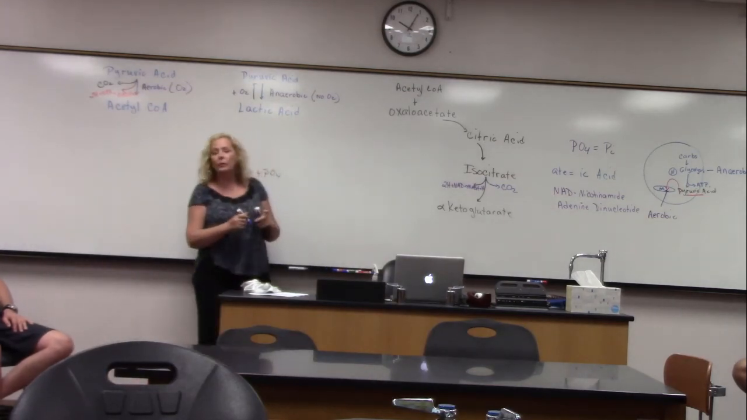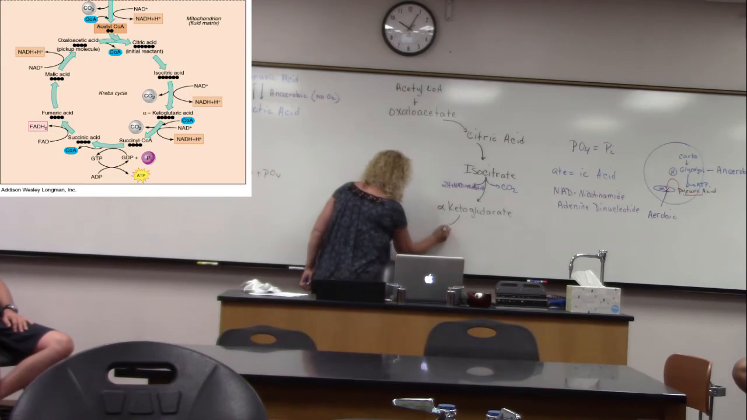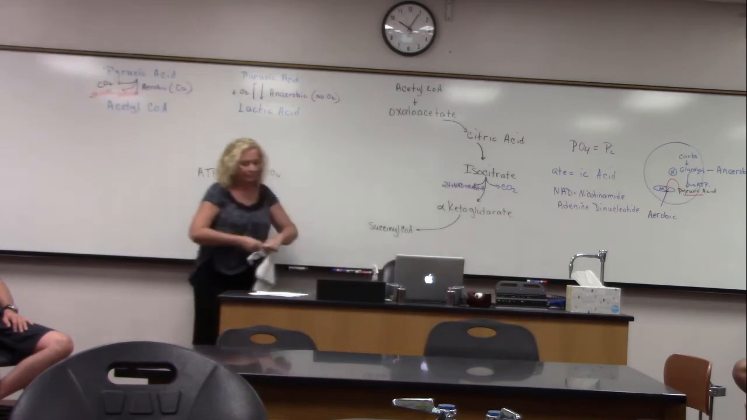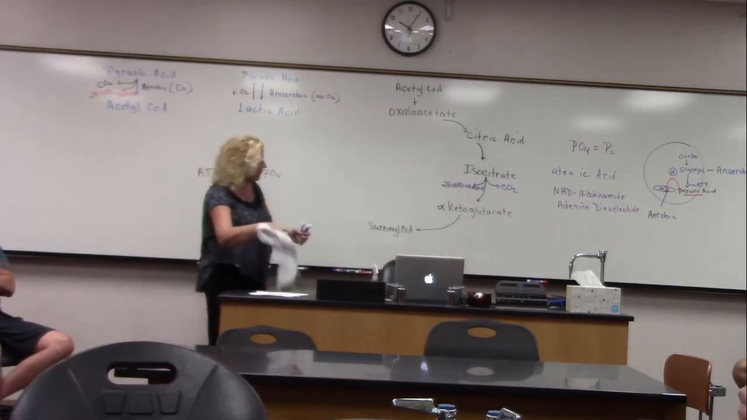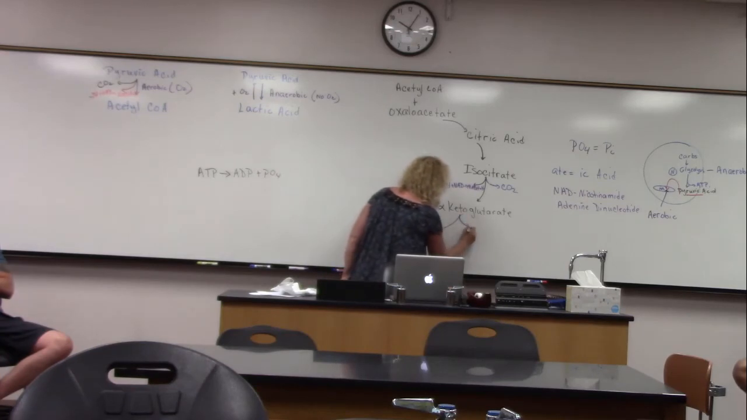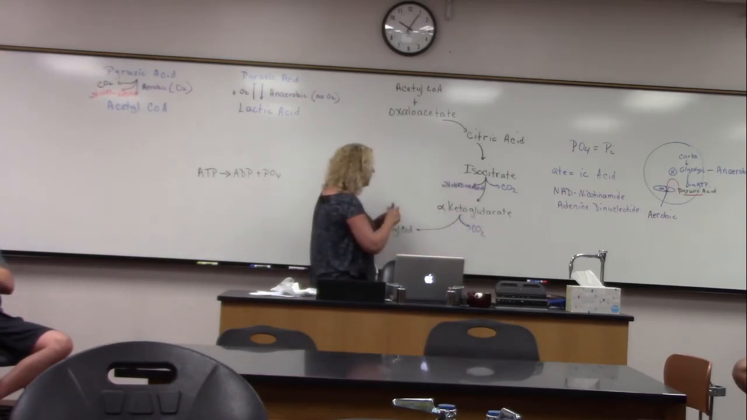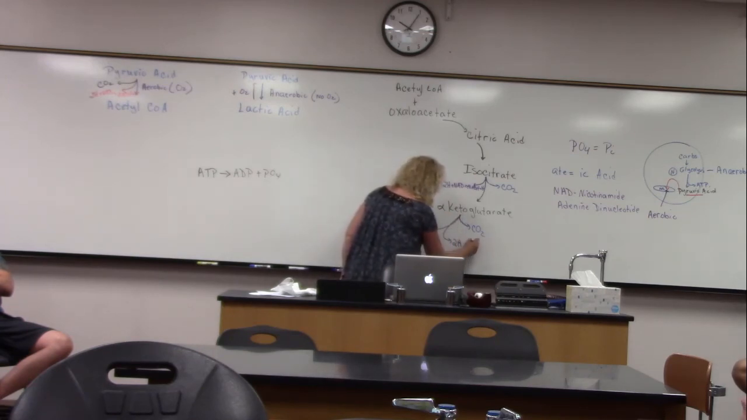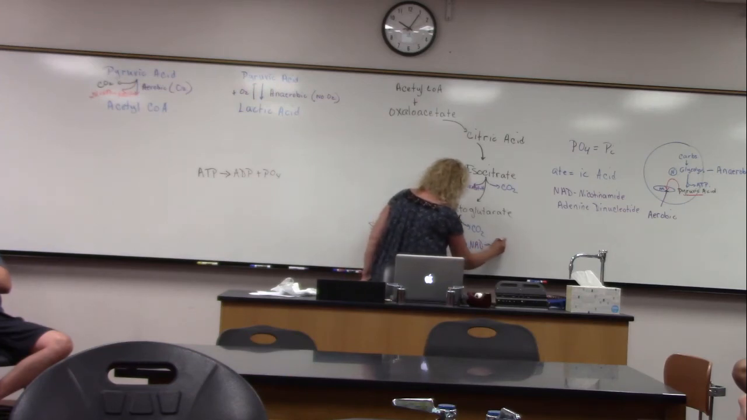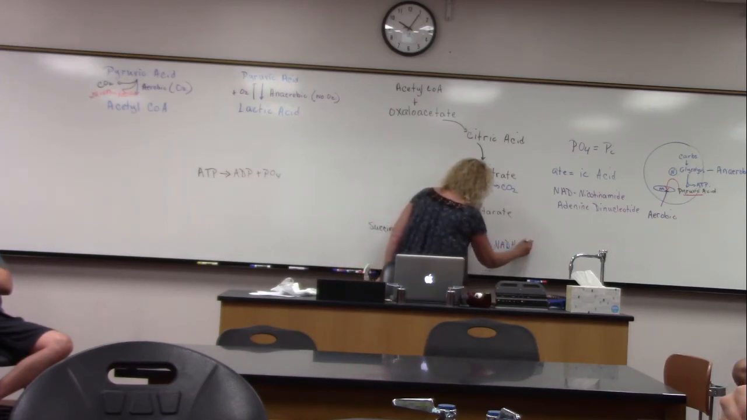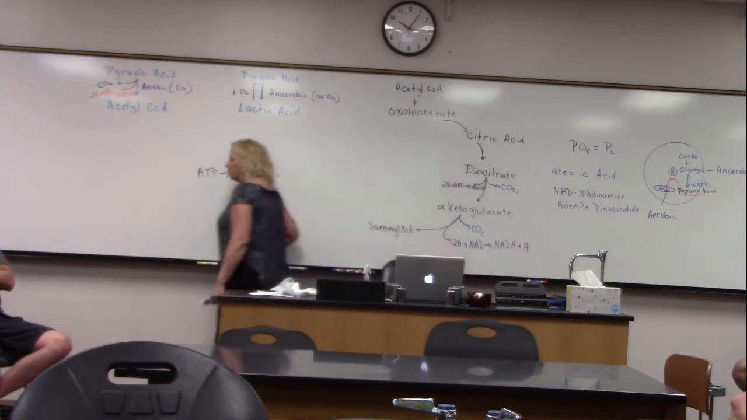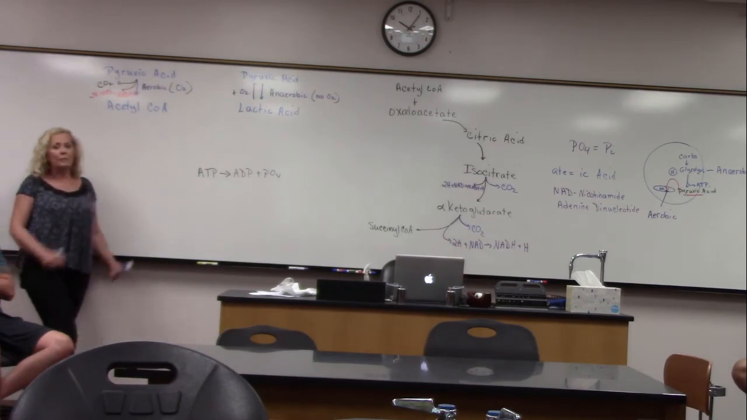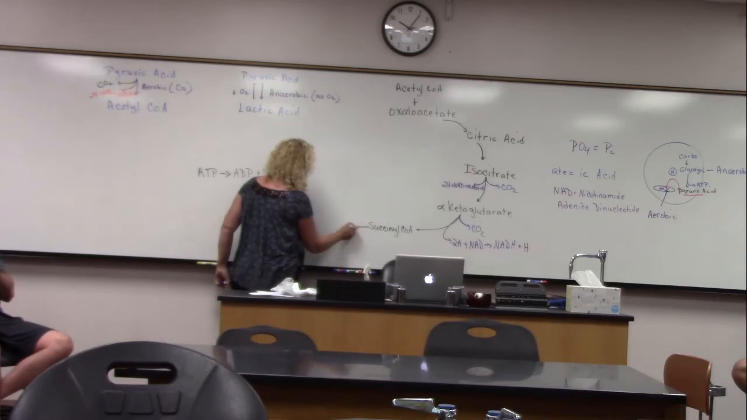All right, from alpha-ketoglutarate, we're going to produce a molecule called succinyl coenzyme A. And on this one, we're also going to have another waste molecule of carbon dioxide, and we're going to produce another NAD with the two hydrogens coming off of alpha-ketoglutarate. From succinyl coenzyme A, now we go to succinate.